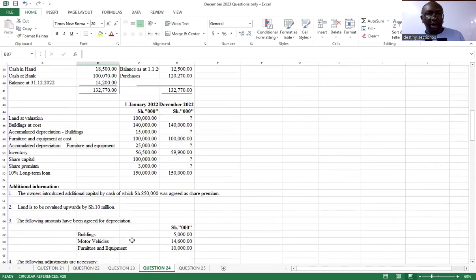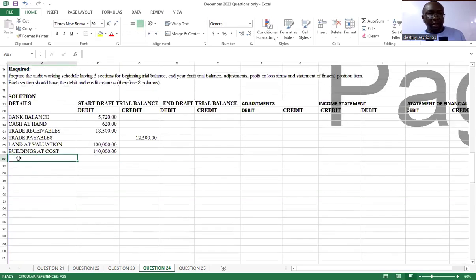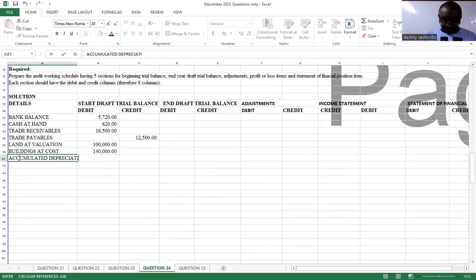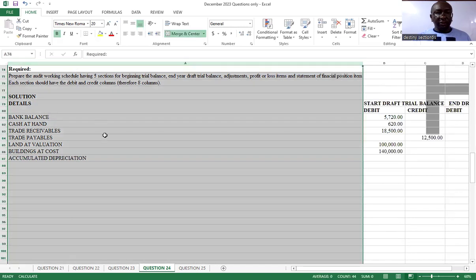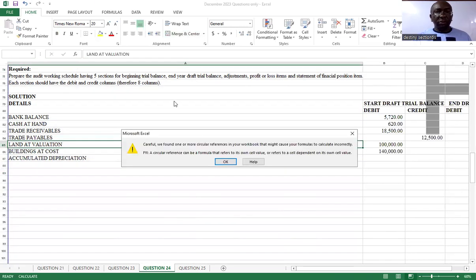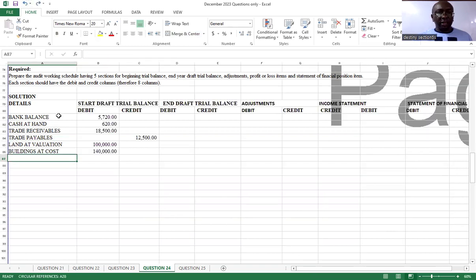It is followed by accumulated depreciation. Accumulated depreciation. Obviously, this is for the buildings. Sorry. Want to expand a little.